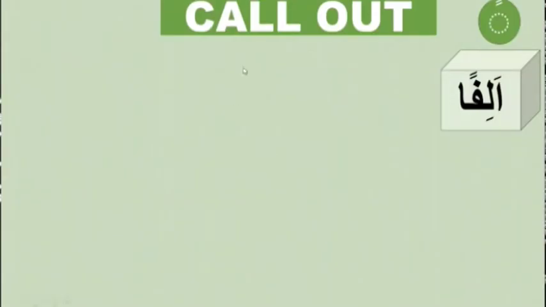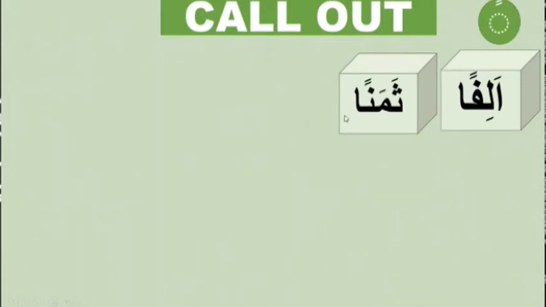The very first example in the call-out phase is alifan. Fan is the tanween, fathatain. Alifan. These are all examples with an. Next one, thamanan. Nan is the fathatain, the tanween. Example number 3, baqaratan. The second surah of the Quran, Baqarah. So baqaratan.